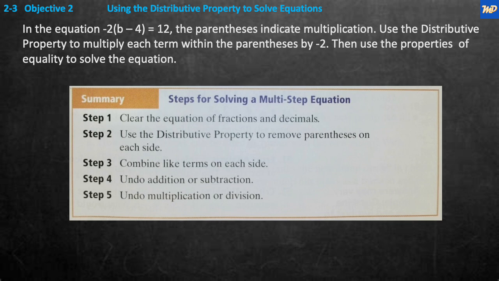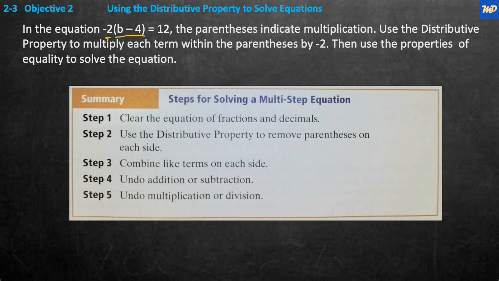Okay, objective 2, using the distributive property now to solve the equation. Okay, in the equation, negative 2 times the quantity b minus 4 is equal to 12. The parentheses indicate multiplication. So use the distributive property to multiply each term within the parentheses by negative 2. You see right here, it's negative 2 times everything that's in the parentheses. So it says, then use the properties of equality to solve the remaining steps of the equation. And what are the steps we should always keep in the back of our mind?